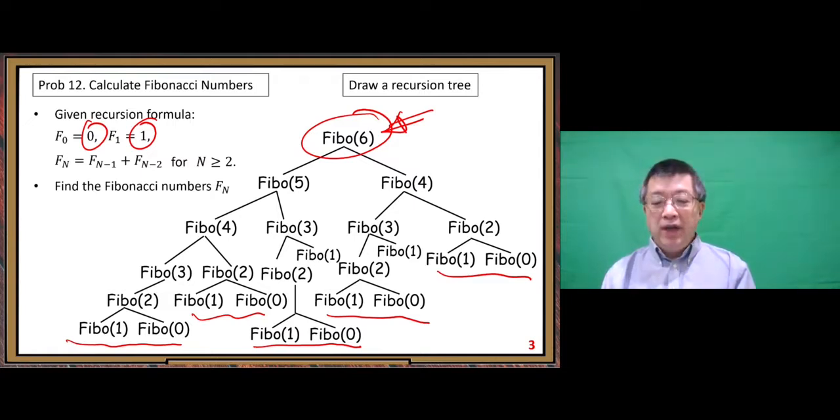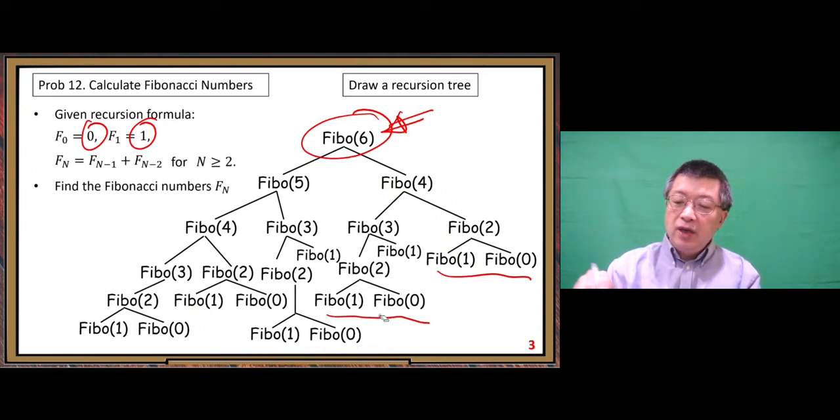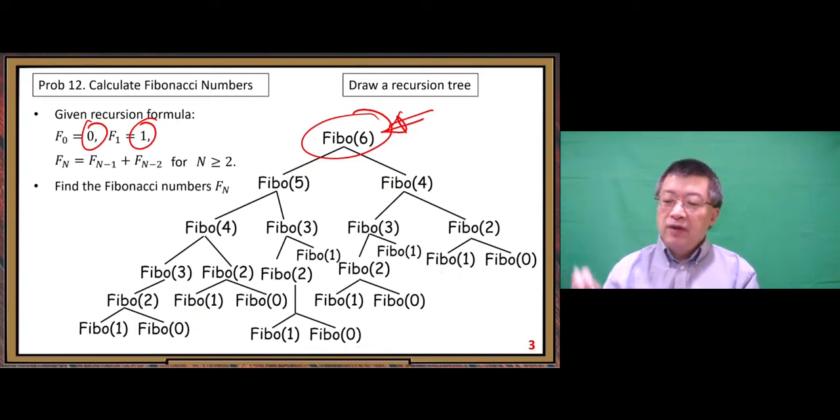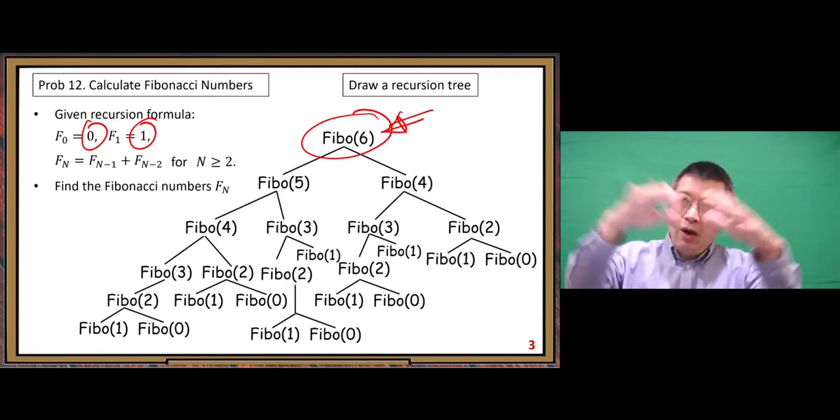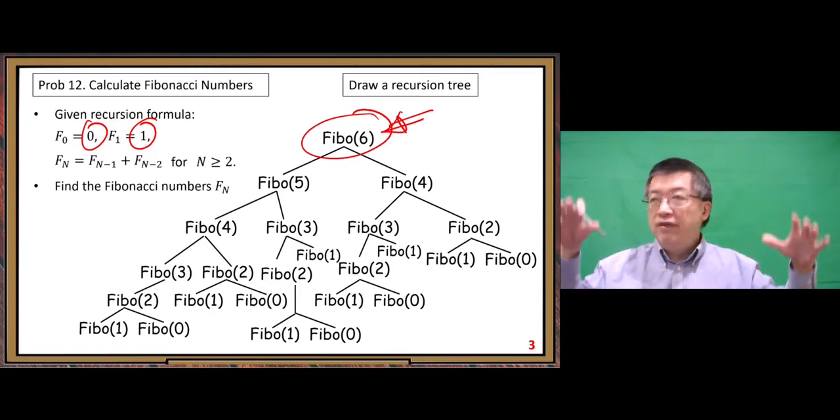But if you look at that, what's the problem? Try to observe. Can you find any rule there? Something that makes this whole thing not very efficient?